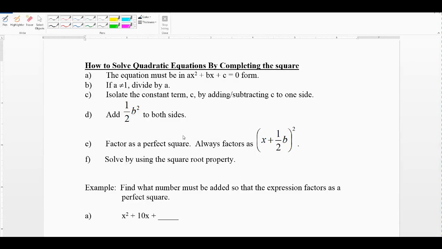We're going to solve quadratic equations by completing the square and using the quadratic formula. So here's the process to completing the square. First thing is we need it in correct form, which is ax squared plus bx plus c equals 0.